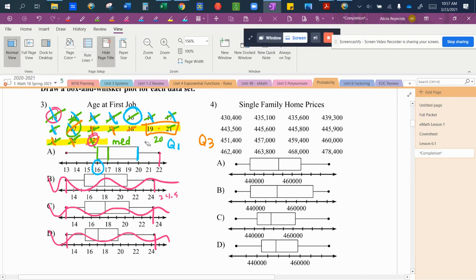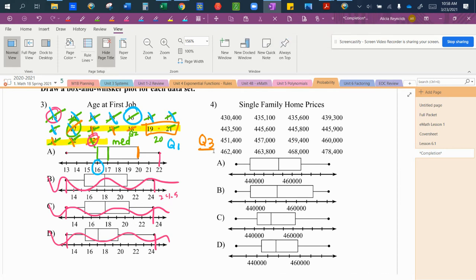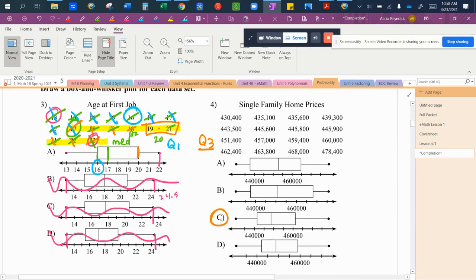So that's kind of confusing right there. So the median is Q2. This last line right here is Q3. So I'm going to give us the answer to number 4 because those numbers are just so large and it makes it more difficult to figure out this plot. So that one is C.